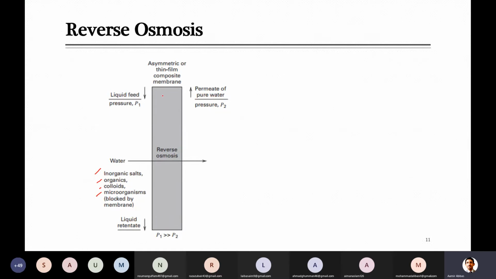So when you push this water through this membrane, here there is an asymmetric membrane, or the thin film composite membrane. What does this mean, asymmetric and thin film composite? This is a membrane where the top layer is the separation layer, and then there will be a support layer at the bottom of this. We saw this on Thursday last week.